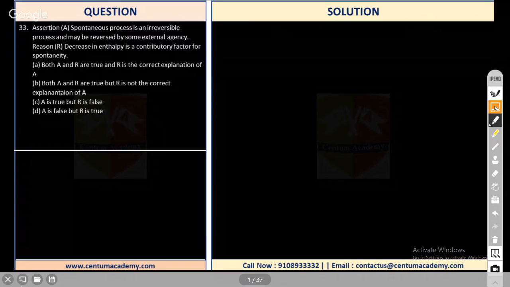You see, the question is related to a spontaneous process. So what is a spontaneous process, first of all? We can take many examples. Suppose I am taking evaporation of water. Evaporation of water is a spontaneous process. However, boiling is not a spontaneous process. So what happens in evaporation of water? Water, or we can say liquid, converts into vapor.